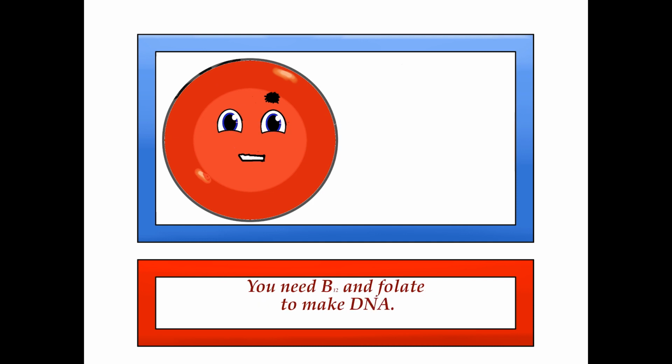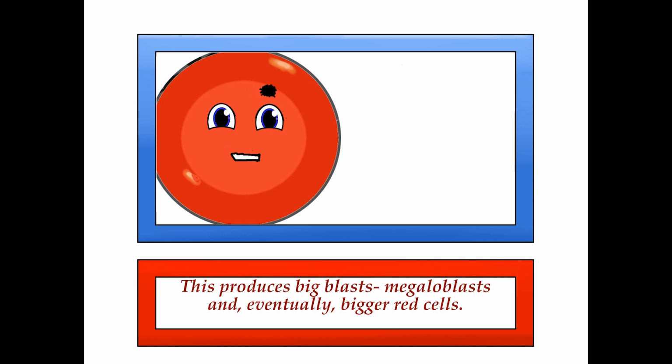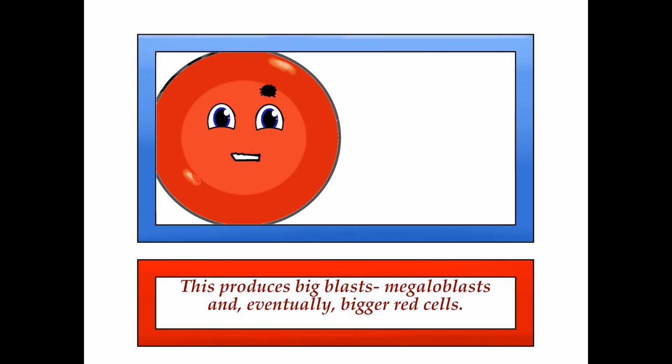But you need B12 and folate to make DNA. So if you're B12 and/or folate deficient, the growth phase between divisions becomes longer, and so you get bigger blasts and eventually bigger red cells. These bigger blasts are called megaloblasts because megablasts would be too cool.